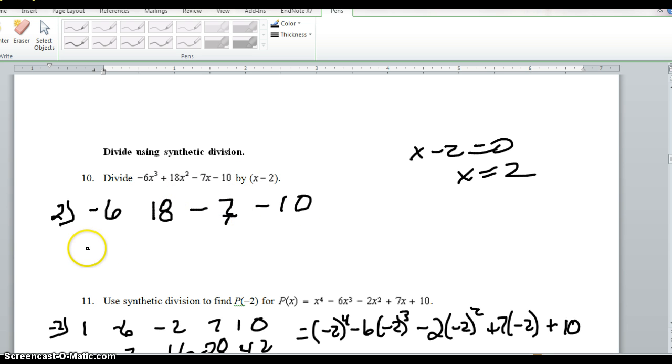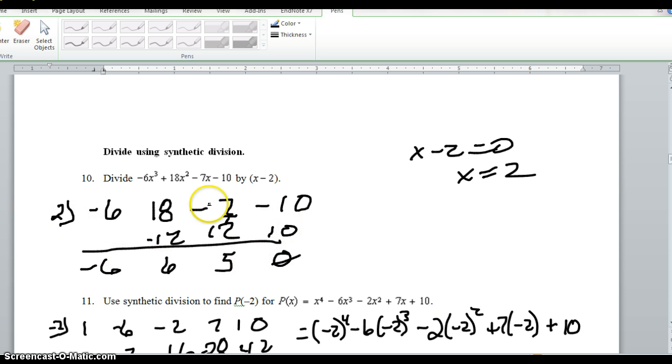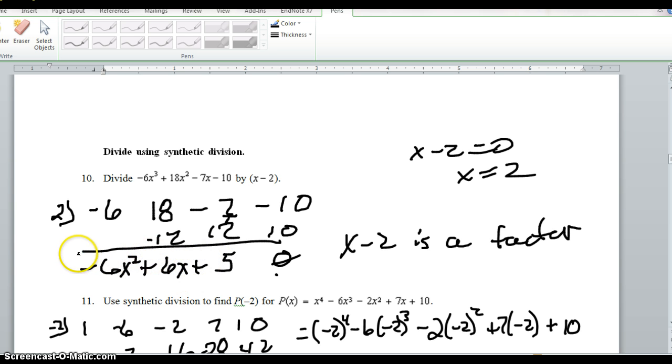Let's move on. You get the first one for free, -6, multiply, add, multiply, add, multiply, and then add. So since we have a remainder of 0, you could say that x minus 2 is a factor. And you're going to be left with -6x squared plus 6x plus 5 as your leftover, or I should say your other factor for this polynomial.